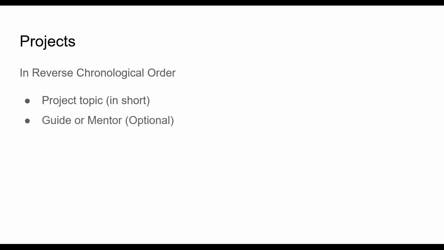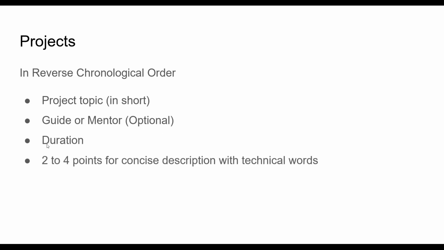Next, about projects. So it's also an academic project or projects undertaken as a student chapter or at some organization or student body, or projects at the company you worked. And also it should come up in reverse chronological order. So everywhere you have done multiple things, it should be every time in reverse chronological order. You can mention the project topic, guide or mentor is optional. Project topic should not be the exact one which you have used in your application. It should be in a shorter form. Duration, and again 2 to 4 points for concise description with technical words.